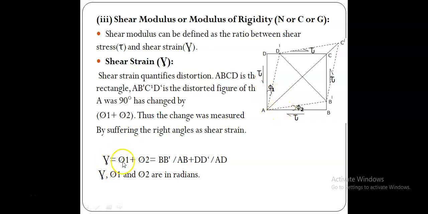Therefore the total shear strain gamma is equal to phi 1 plus phi 2, which is equal to BB' divided by AB plus DD' divided by AD. These are nothing but the strain or angles phi 1 and phi 2. Therefore gamma, phi 1 and phi 2 are in radians. So like that we can find the shear strain. Shear stress is the given stress tau. From this we can find the shear modulus, that is shear stress divided by shear strain.